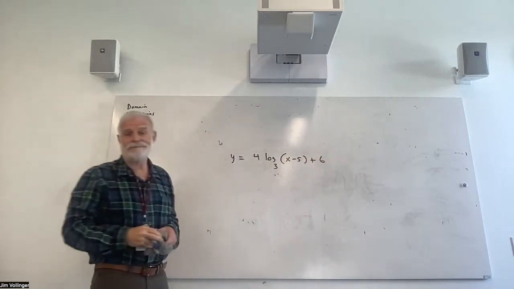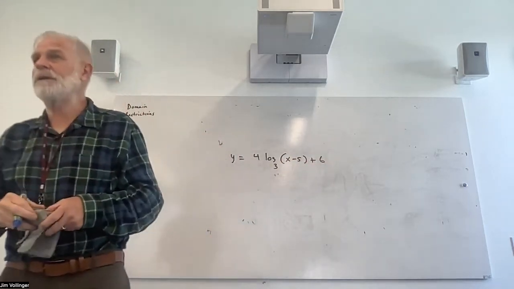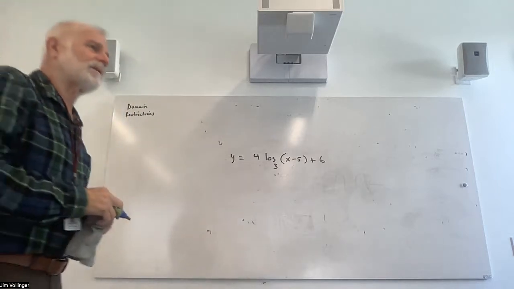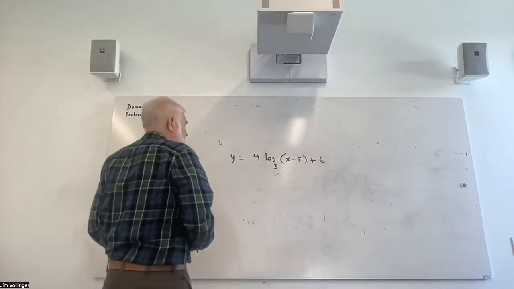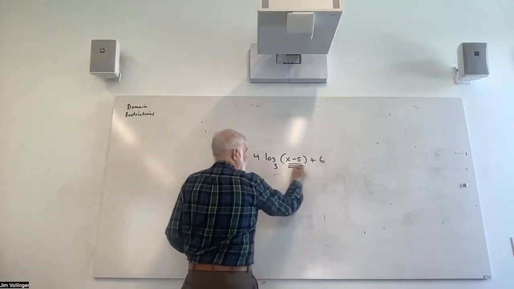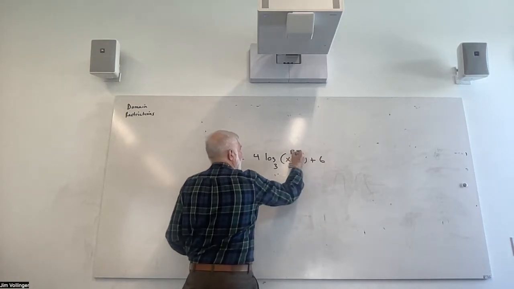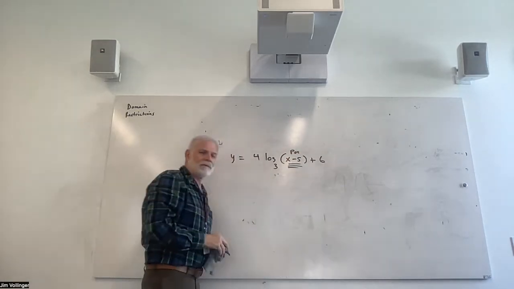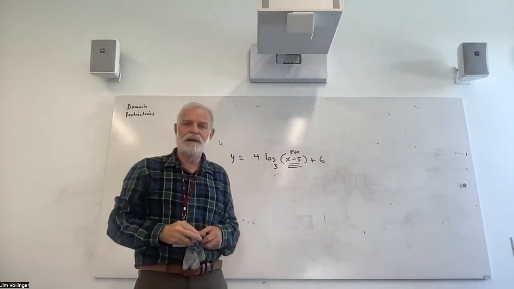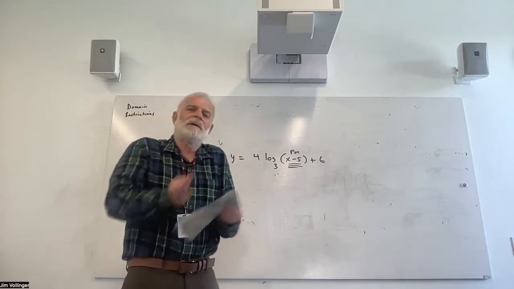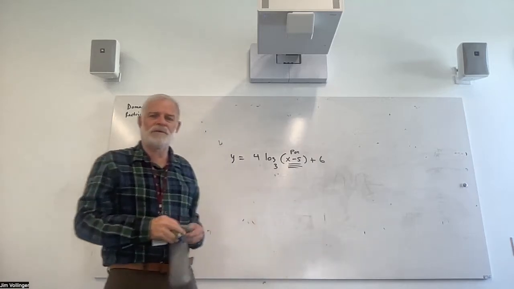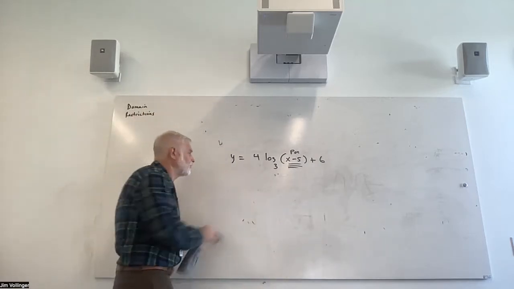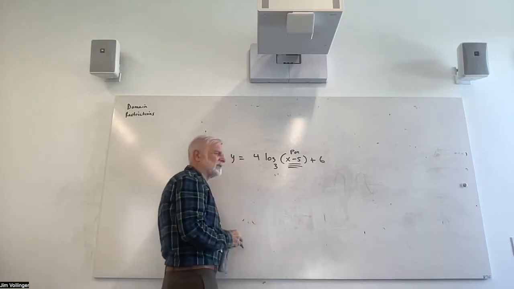What's the domain? You pause the video, think about it. Think about what we talked about at the beginning of the video. And I hope you remember that the argument has to be what? Has to be positive. All right, logs are the inverse of growth and decay. We have to start with something in order to find the time at which we have that amount. And that's kind of what happens with logarithms from a practical standpoint.